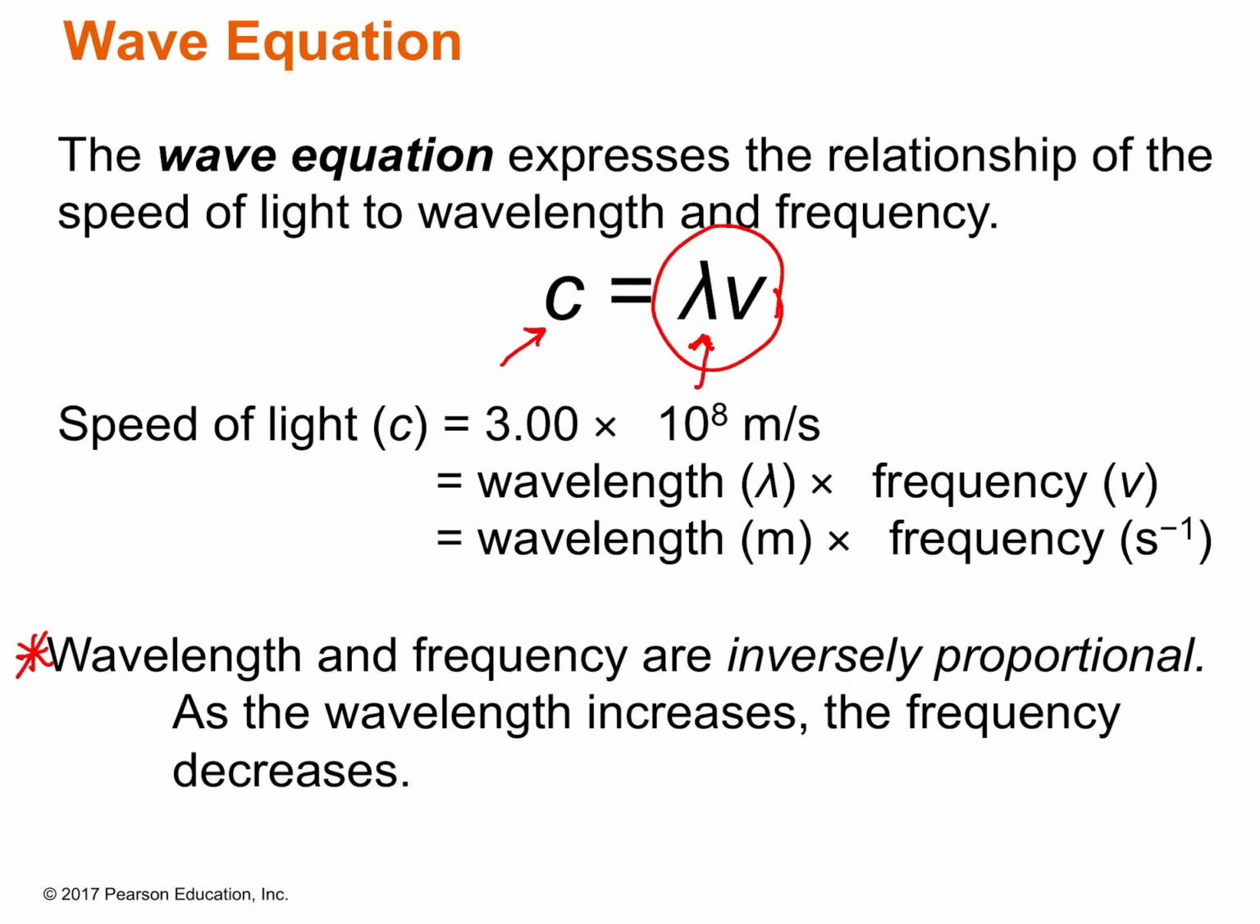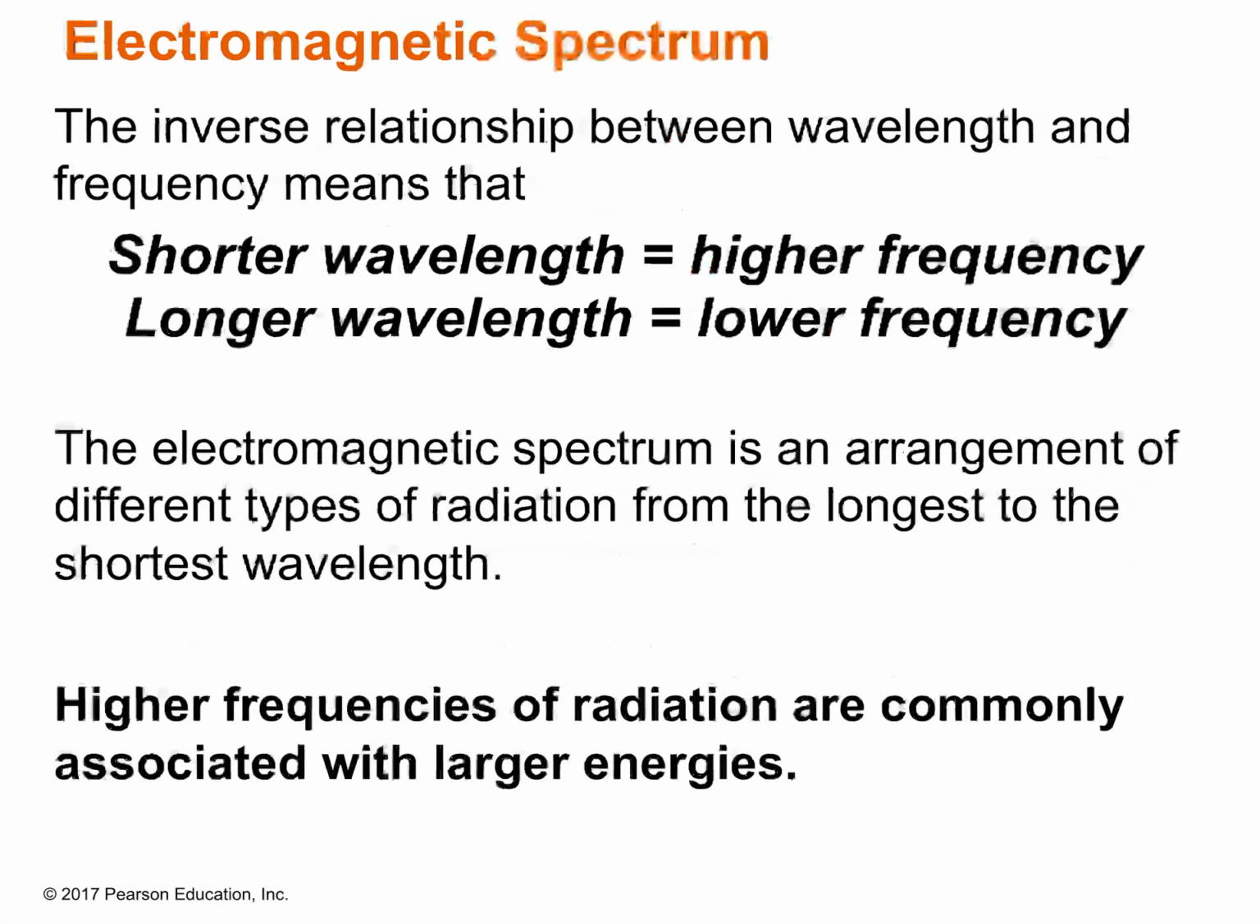So if we have a really long wavelength, then we have to have a low frequency to get it to equal this number. Or if we have a really short wavelength, then we need to have a really high frequency to get it to equal this number. So they are inversely proportional, which means that as one goes up, the other one goes down. So as wavelength increases, the frequency decreases. They are opposites. Okay. When we have a shorter wavelength, like I said, that will correspond to a higher frequency, and a longer wavelength will correspond to a lower frequency.